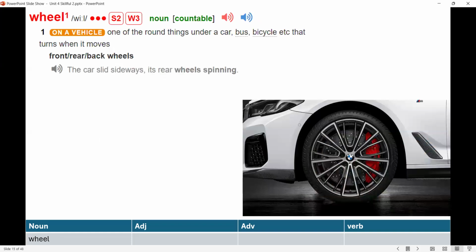Wheel. Wheel is on a vehicle, and it's one of the round things under a car, bus, bicycle, etc. that turns when it moves. You can talk about the front wheels, the rear wheels, or back wheels. Rear and back are synonymous. The car slid sideways, its rear wheels spinning.